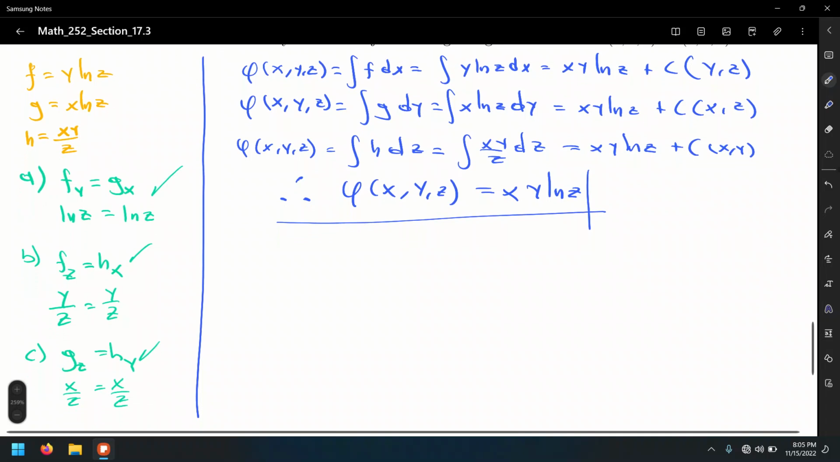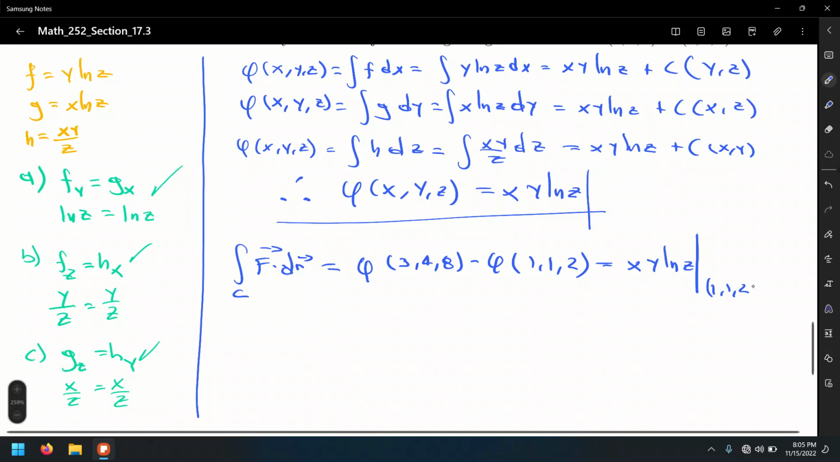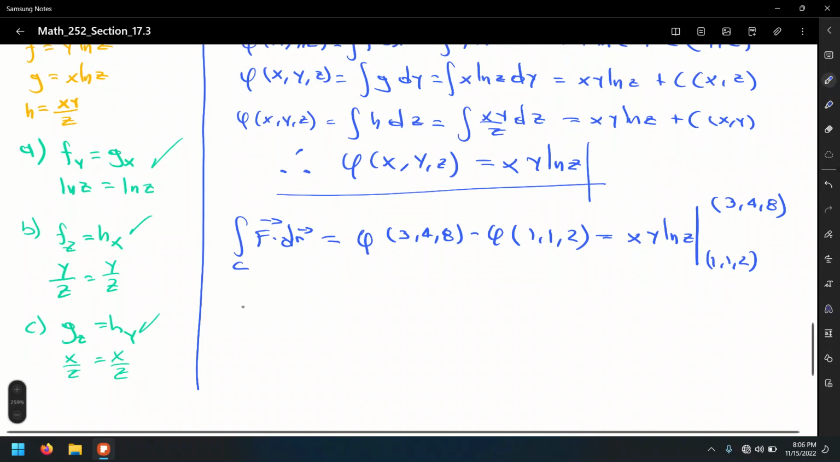to 3, 4, 8. So the line integral over C of f dr is going to be, using the fundamental theorem of calculus, phi of 3, 4, 8 minus phi of 1, 1, 2. In other words, x, y, ln of z evaluated from 1, 1, 2 to 3, 4, 8. All right? And as usual, upper limit minus lower limit, but this time we're doing this using 3 variables and ordered triples. So this will be x, y, ln z, so that's 3 times 4 times ln of 8 minus 1 times 1 times ln of 2.